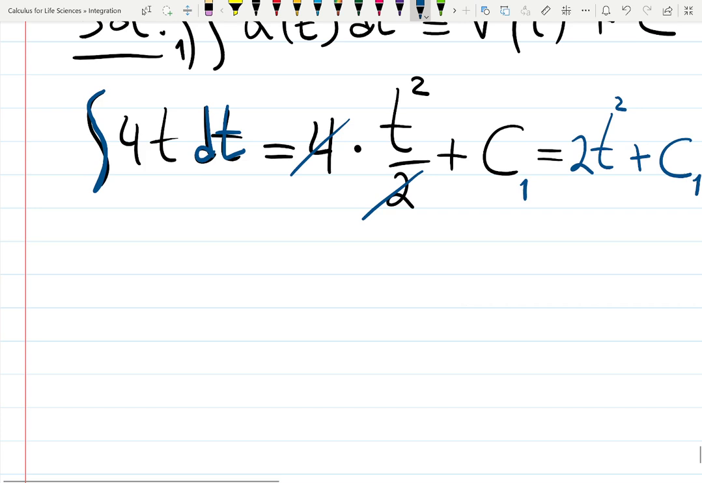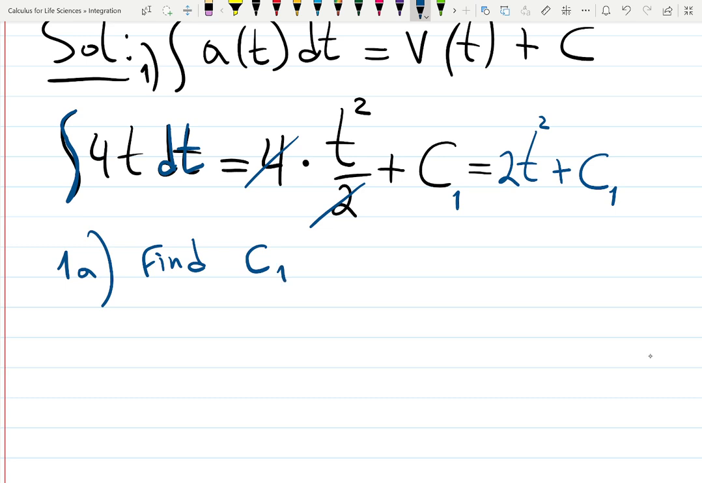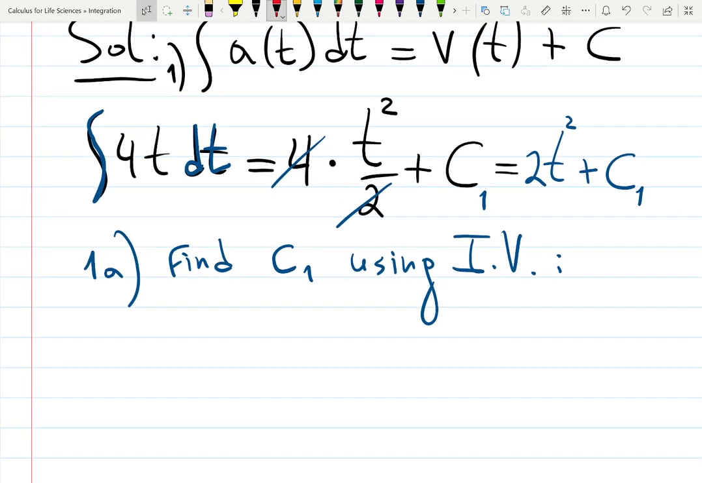You can solve for C right now. And now we're going to solve for C. So it was step 1, now it's 1A. Find C1 using some kind of initial value. And that's why this problem is called an initial value problem. So what kind of initial value do we need? Initial value of acceleration, velocity, or distance? Velocity. How do you know? Because we just found velocity. Exactly. This is the function of velocity.